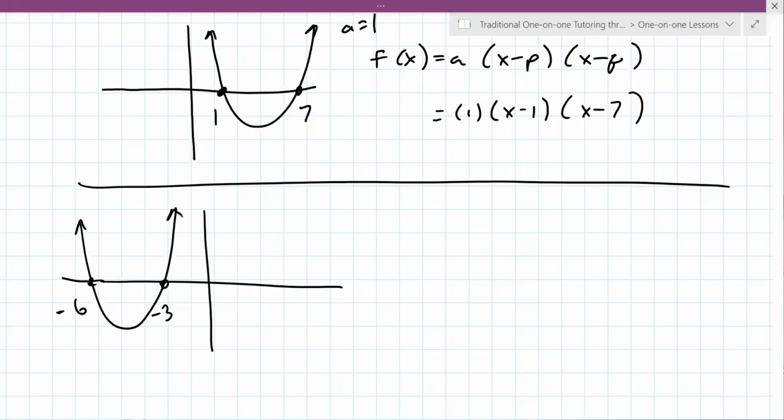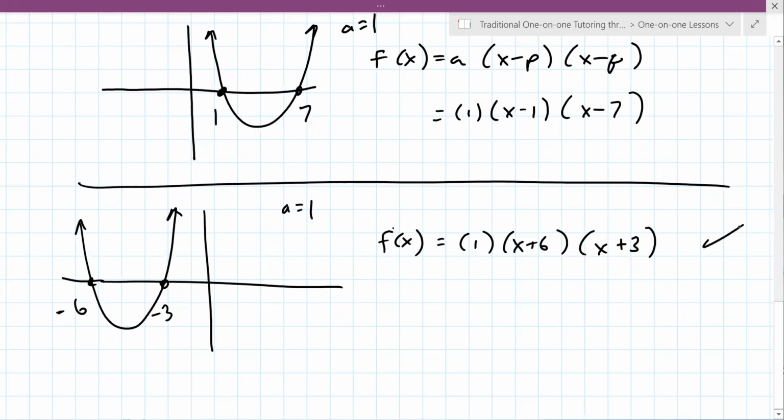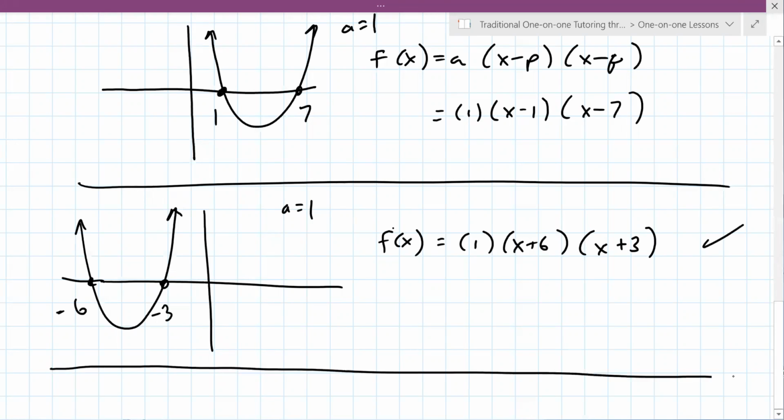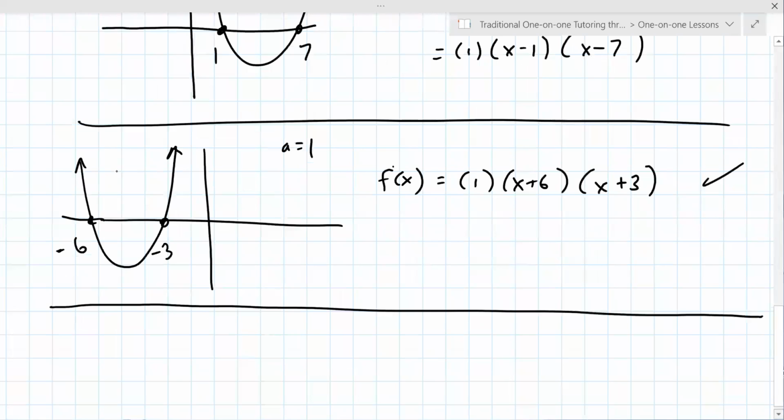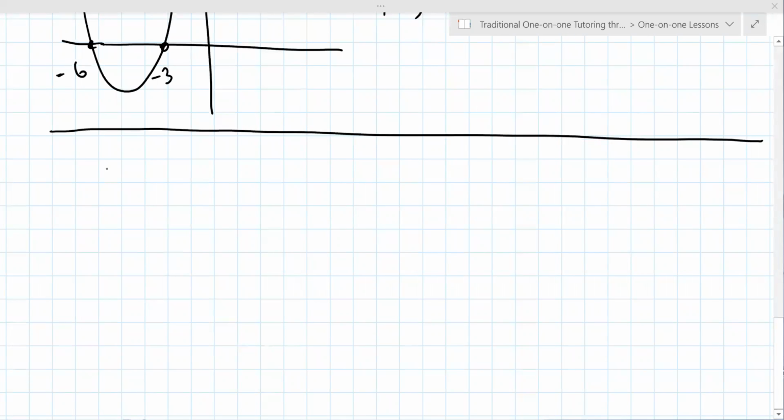Okay, I got f of x equals a parentheses x plus 6 and parentheses again x plus 3. Yeah, perfect. Okay, so we've done 3 examples of factored form. Do you feel like you understand factored form? Yeah, I think so. There's nothing more that there could be to these problems. Yeah, I think I understand that. Okay, so now we're going to do vertex form.